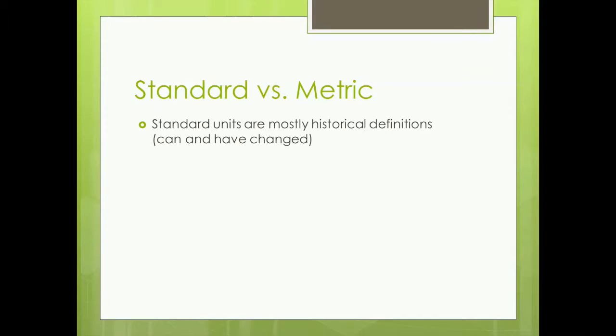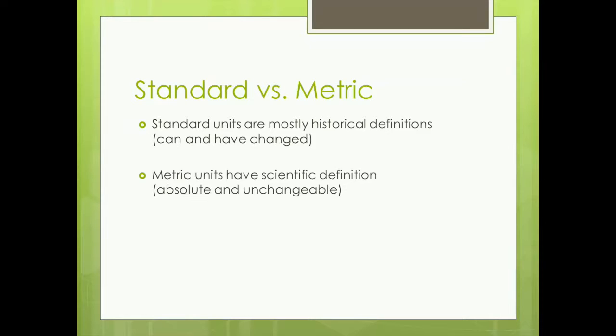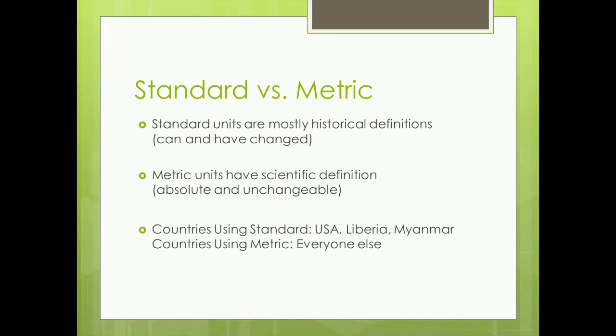In the standard system, units have mostly historical definitions. This means they can change and have changed in the past. Metric units have scientific definitions, however. This means they're absolute and unchangeable. Currently, the countries using the standard system are the United States, Liberia, and Myanmar, while everyone else uses the metric system.